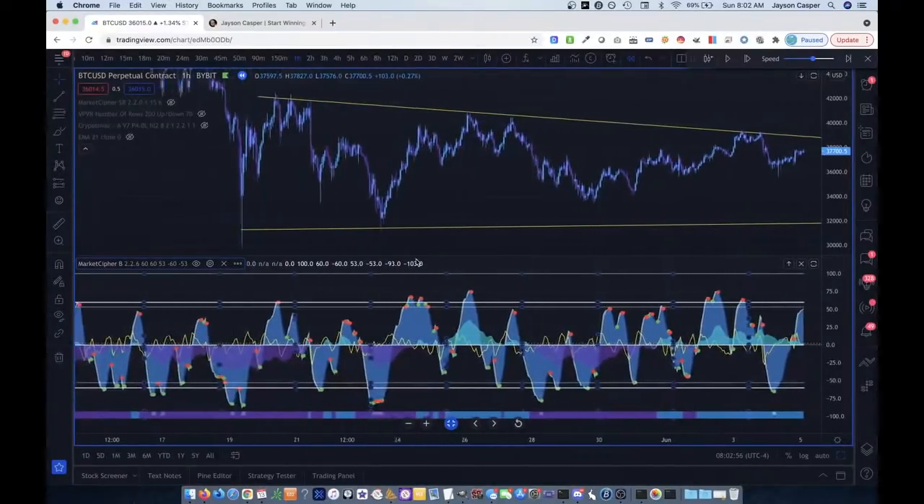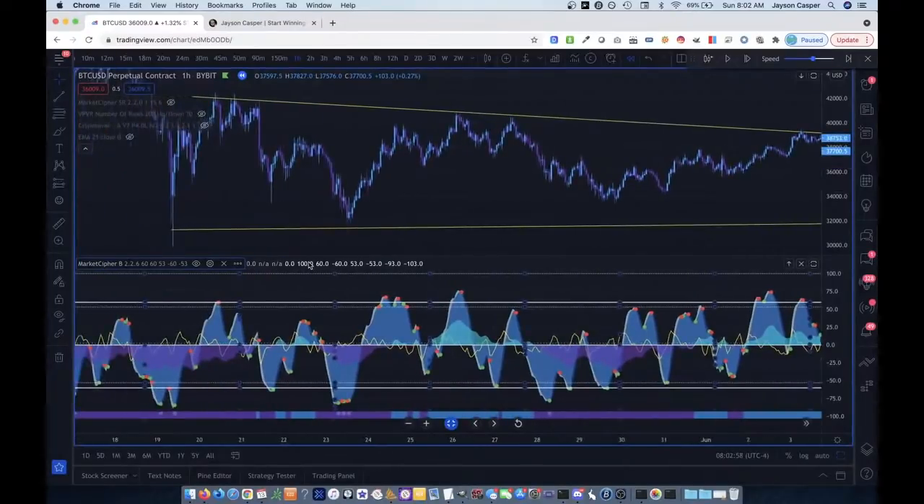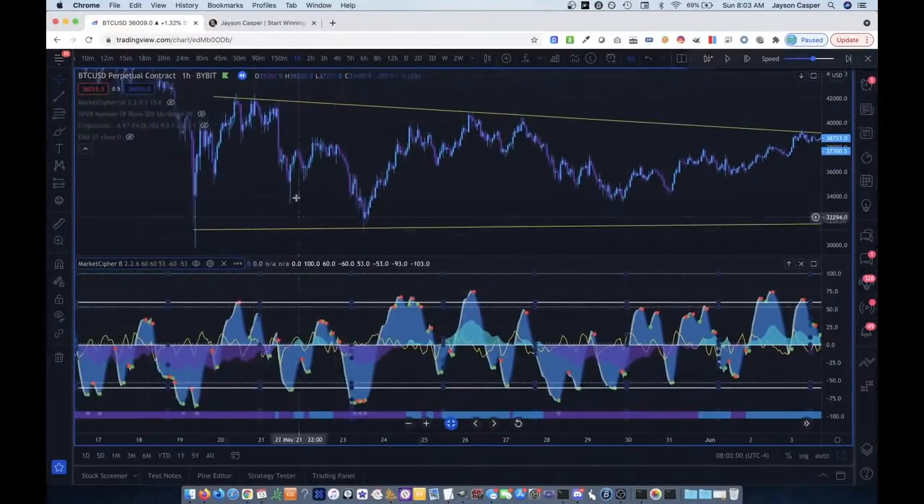So here's what we're going to do now. We are going to be looking at the money flow and the momentum waves together in order to find a good entry. So what we're going to do is, first of all, look at the money flow to start.